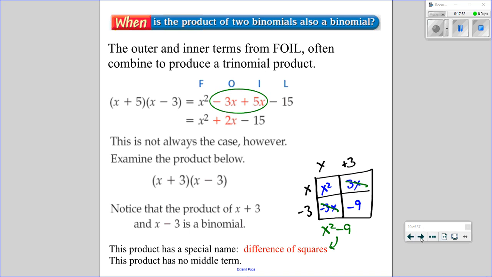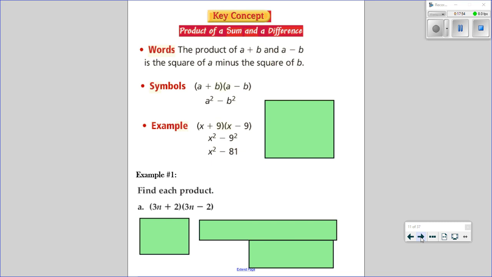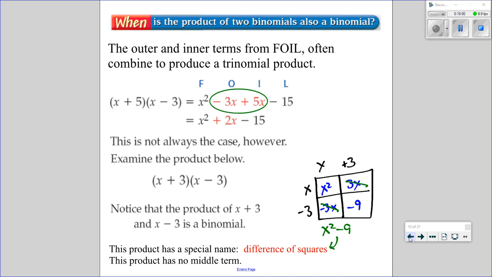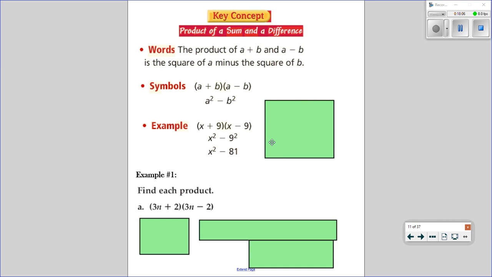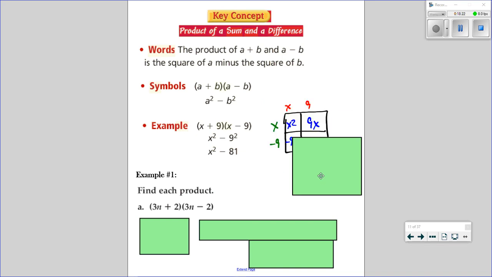All right. The next one is the product of a sum and a difference. Basically what I just showed you here is the product of a sum and a difference. Notice how they have a plus b and a minus b, and this is what you end up with, no middle term. You basically square the first and the second term of each of the parentheses. Again, they use the example, and 9x and negative 9x cancel out. So you're left with x squared minus 81.